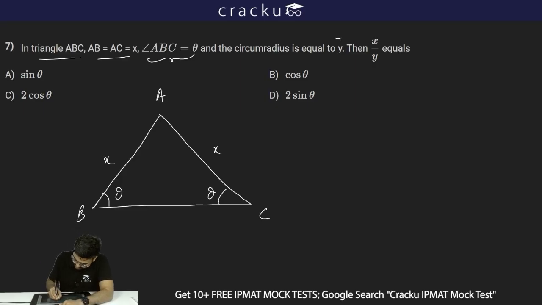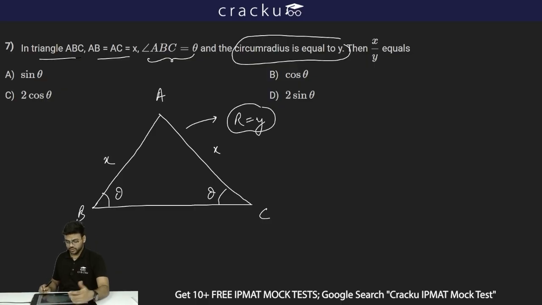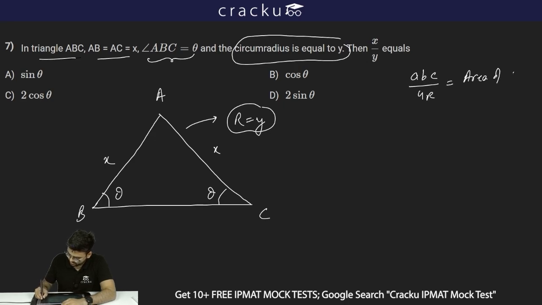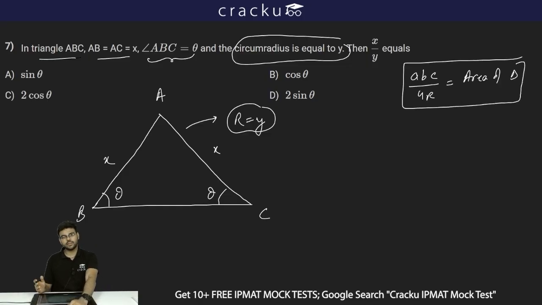And the circumradius is equal to y. So for this triangle, circumradius is equal to y. Now we know the formula for circumradius and area of triangle, which is ABC by 4r is equal to area of triangle. Area of triangle is equal to ABC divided by 4r, where r is the circumradius and A, B and C are the sides of the triangle. Now first of all we have to find the area of this triangle.